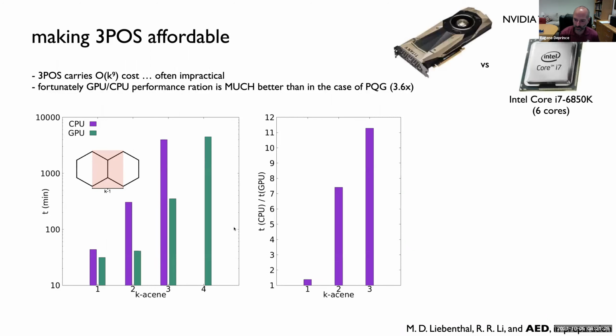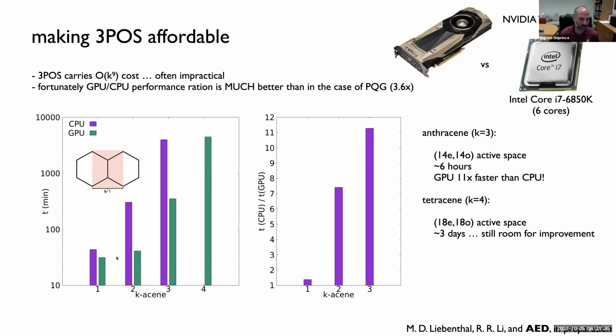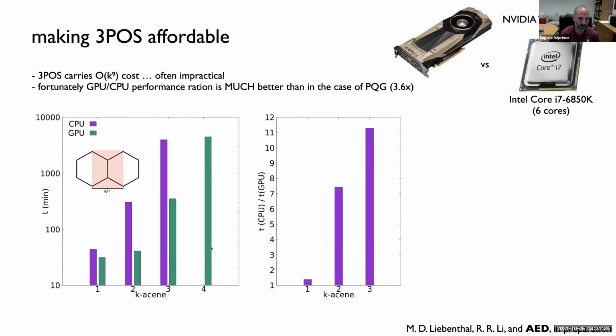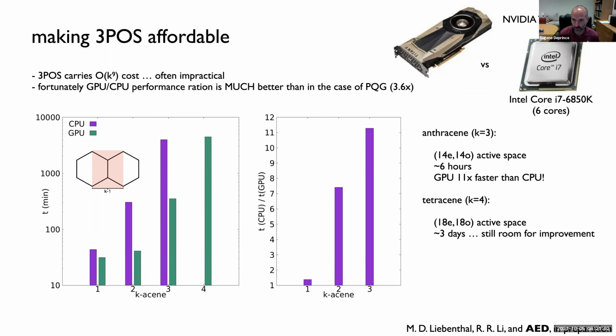So here I have some very preliminary timings from my student Marcus and postdoc Rain for these linear polyacenes, looking at just benzene, naphthalene, anthracene, and tetracene. And we can see that even for benzene, the GPU is slightly faster. And then at anthracene here, the GPU calculation is more than an order of magnitude faster than the CPU-based calculation. This is a 14,14 active space, which takes about 6 hours, which is still pretty slow. So these are very expensive methods, but nonetheless, the GPU calculation is 11 times faster than the CPU one.